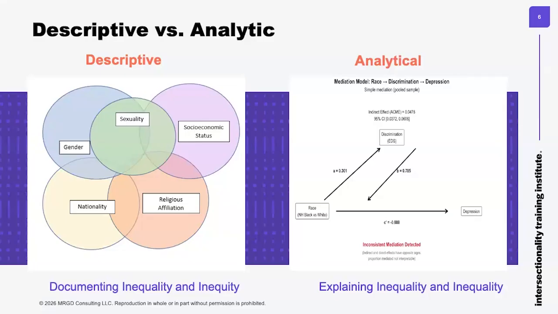But I want to drive home graphically that there are two different kinds of QIRs that we generally use in the field, descriptive and analytical. Descriptive is really trying to understand and document inequality and inequity, while analytical is really us trying to explain it. So in the most simplistic terms, these are the differences between the two types of QIR we usually engage in.